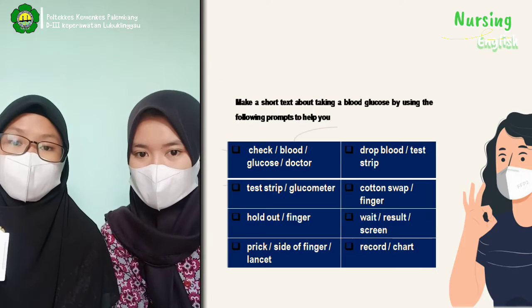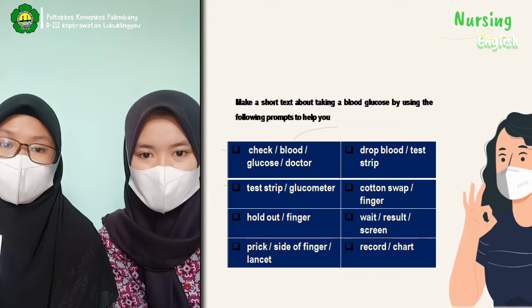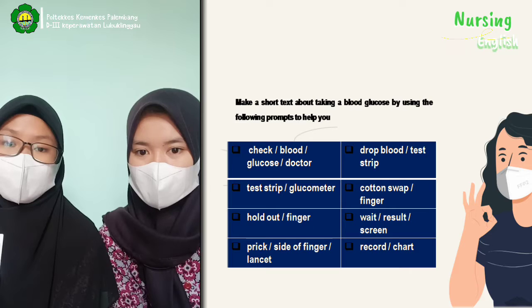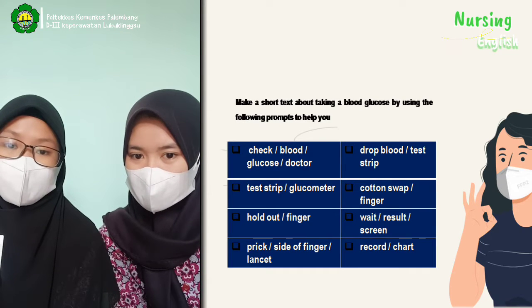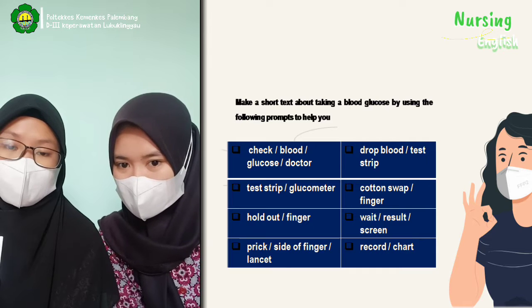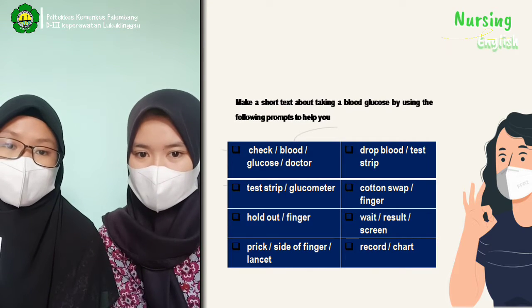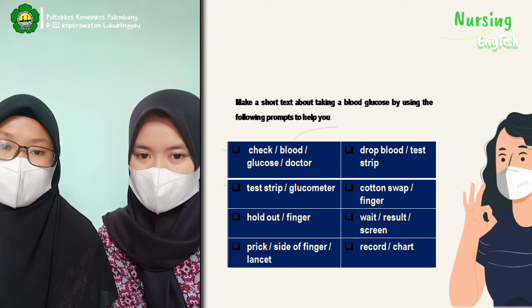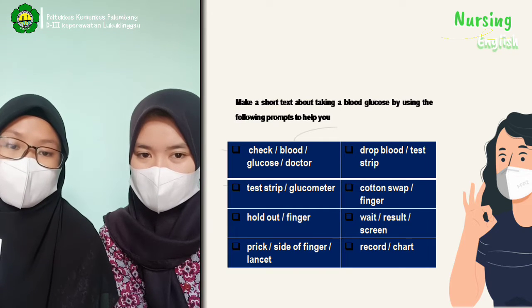Next, make a short text about taking a blood glucose by using the following prompts to help you. Check blood glucose, doctor. Test strip, glucometer, hold out finger. Prick side of finger and lancet. Drop blood, test strip, cotton swab on finger. Wipe, result on screen, record on chart.